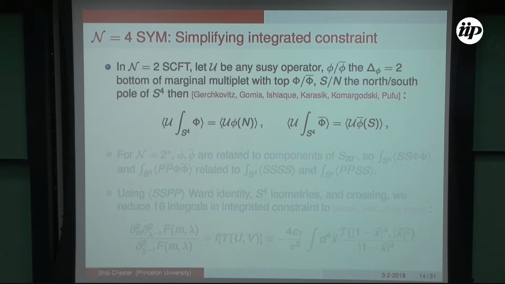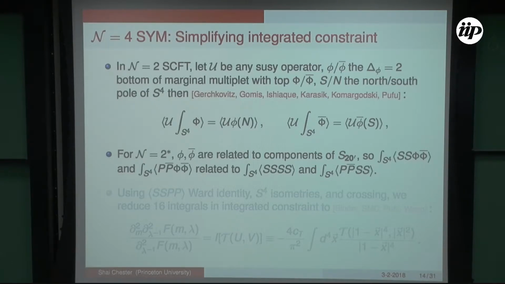And so if you have an expectation value of any operators U and then an integral over the top component, that's the same thing as just evaluating phi at the north and south pole. So basically, we can kill an integral if it involves this marginal operator. And so this is very nice, because originally we had integrals involving 2 phi's, and so the part of the integral that's integrating over the phi's just goes away, and you just evaluate the phi's at the north and south pole. So in particular, these little phi's are related to components of S, so we can relate SS phi phi bar and PP bar phi phi bar now just to SSSS and PP bar SS. So this is the first simplification.